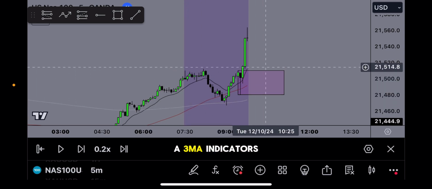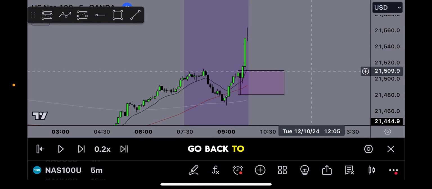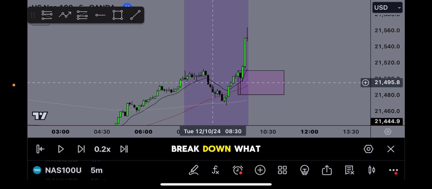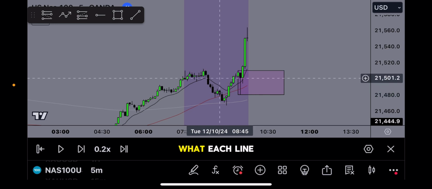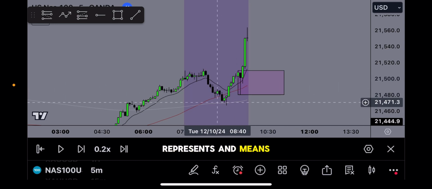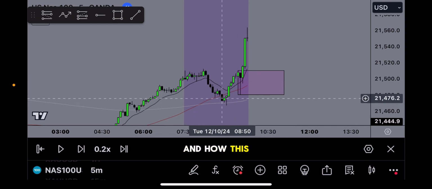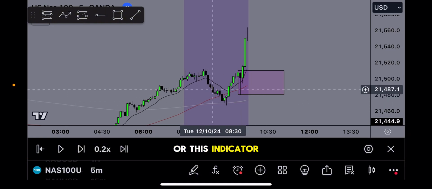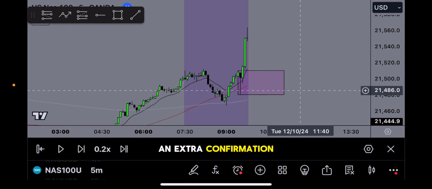Now, if you don't know what the 3MA indicators are, go back to the beginning of stage 3, and there I explain and break down what the 3MAs are, what each line represents and means, and how this confluence or this indicator could give us an extra confirmation to have a higher win rate and a higher prediction that price may be going in my direction.